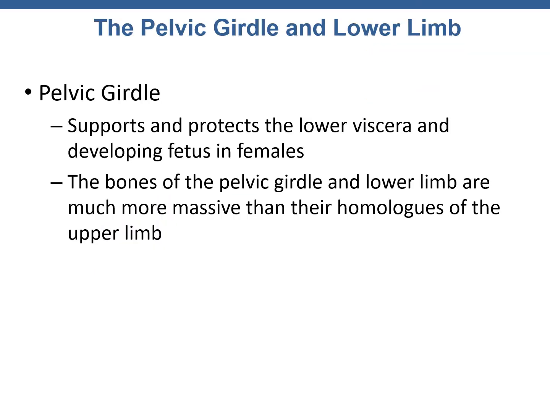Now we want to actually start moving to the lower part of the body and look at the pelvic girdle and lower limb. The pelvic girdle is going to support and protect the lower viscera and the developing fetus in females. And the bones of the pelvic girdle and lower limb are much more massive than their homologs of the upper limb. So when comparing the femur to the actual humerus, the femur is much larger.